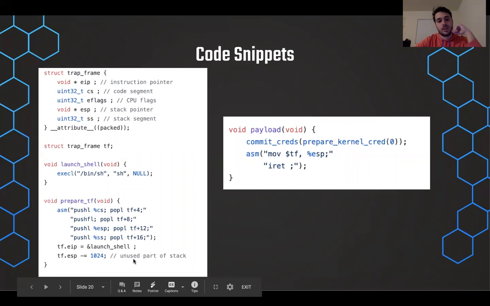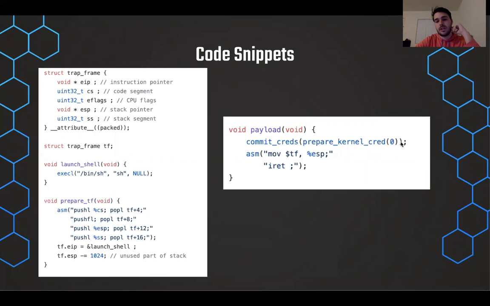It also probably fixes up the stack for you if you want it to. And then when you return, your kernel payload is going to call commit creds prepare kernel cred 0, and then it's going to pivot the stack to your trap frame and then call iret, which will pop all of these things from here and fix it for you, and then call launch shell as a user, which is now a root user thanks to this kernel call.